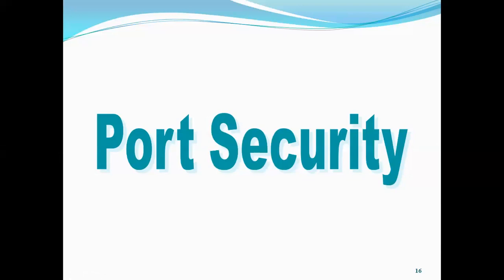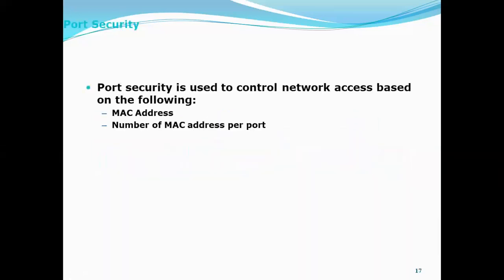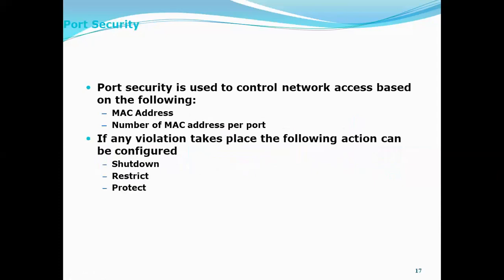Using MAC address binding, port security works by combining the MAC address with a particular port. So no other MAC address is allowed to access that port or send frames on that port. Port security is used to control network access based on the MAC address and the number of MAC addresses per port. If any violation takes place, the following action can be configured. The actions are shutdown, restrict, and protect.